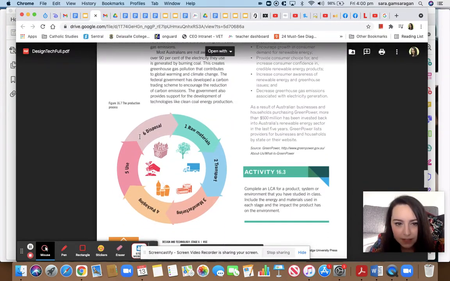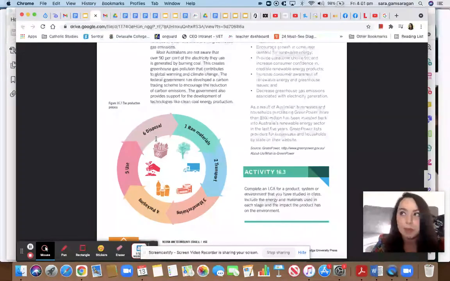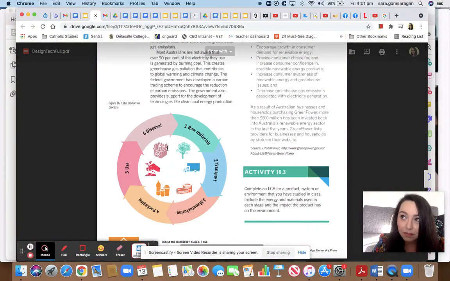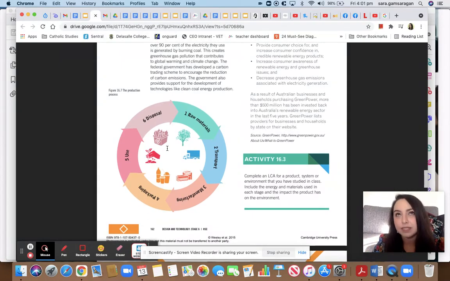Here's a good example of life cycle analysis, from raw materials to transport to manufacturing to packaging to use and disposal. What impacts are going to happen at all of those stages? And can we have a beautiful circular economy, as they call it, which you might remember from that biomimicry video that we watched, where there's no disposal and everything becomes raw materials again and is recycled. So that's the ideal. Instead of cradle to grave, it's cradle to cradle.